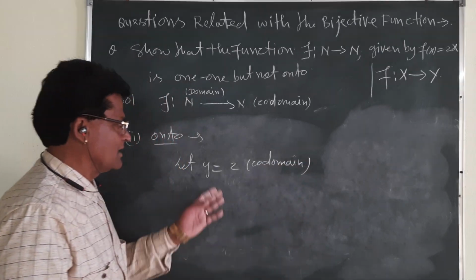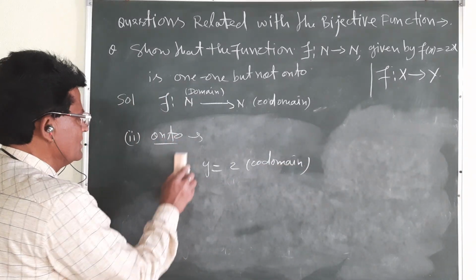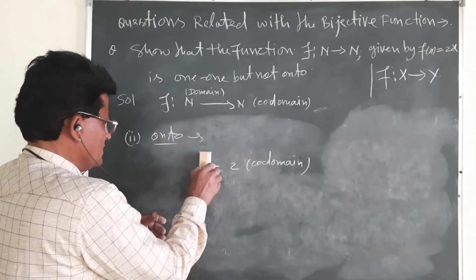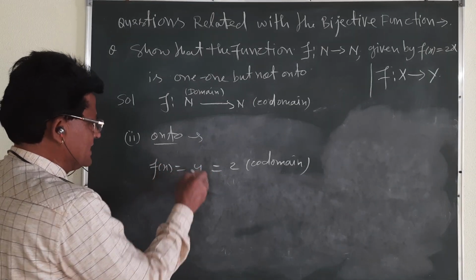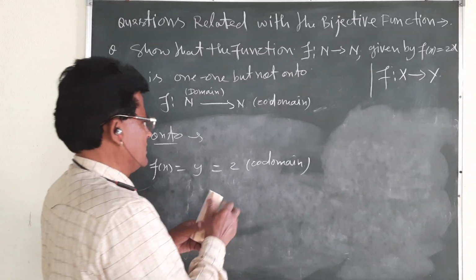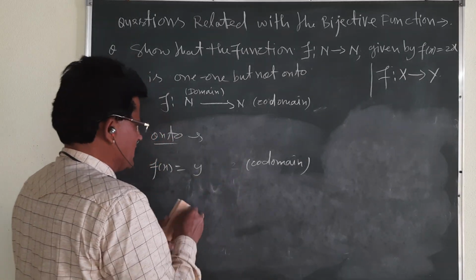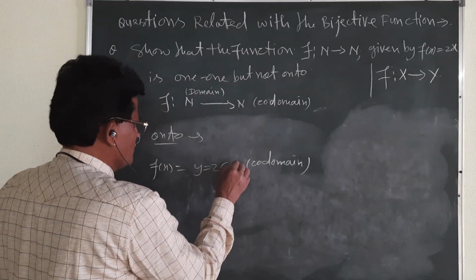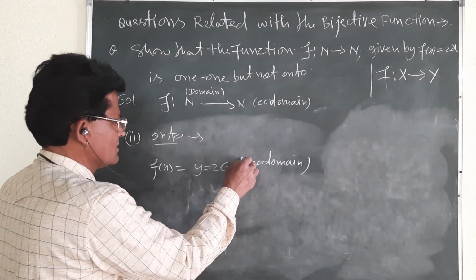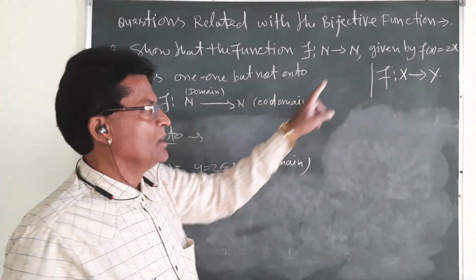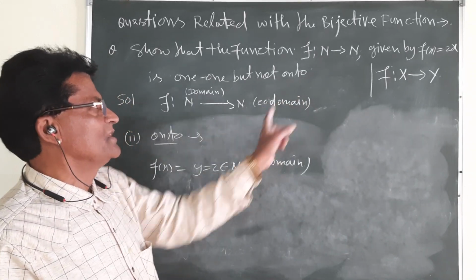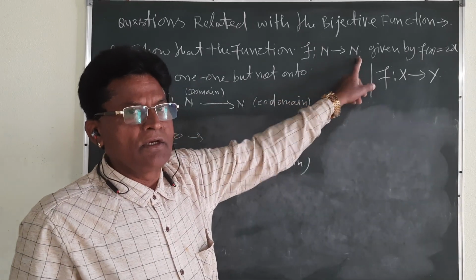Because it is a natural number. Y is a natural number, you see. Y means f(x), f(x) is equal to y. I have taken 2, and this is a natural number. You see, the natural number 2 belongs to the codomain. The codomain is this one. 2 is a natural number which belongs to the codomain.